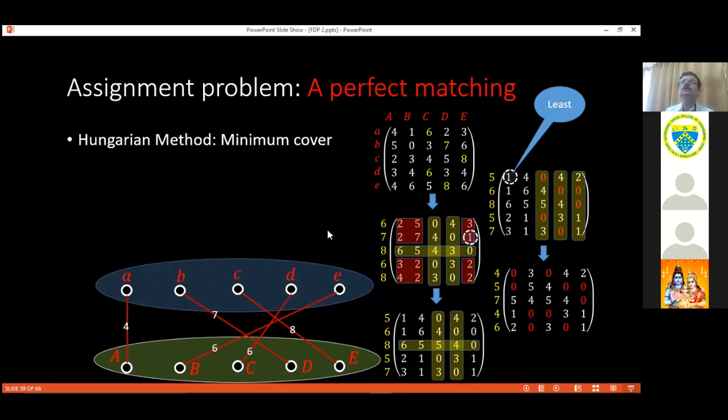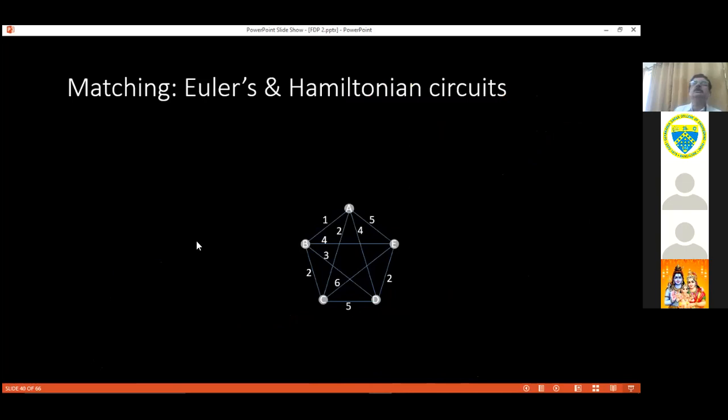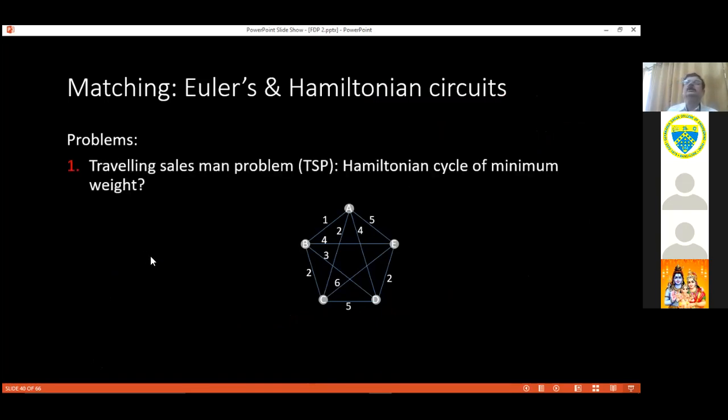So this is the method. Another one is matching and Hamiltonian circuits, which are all one and the same. See, different concepts in graph theory can be utilized nicely. Matching and Hamiltonian circuits. The traveling salesman problem, TSP, is nothing but finding a Hamiltonian cycle of minimum weight. A Hamiltonian cycle is a cycle containing all the vertices exactly once, correct?